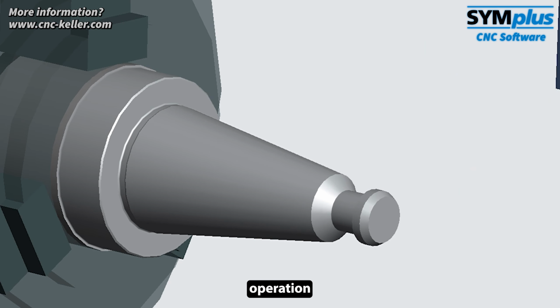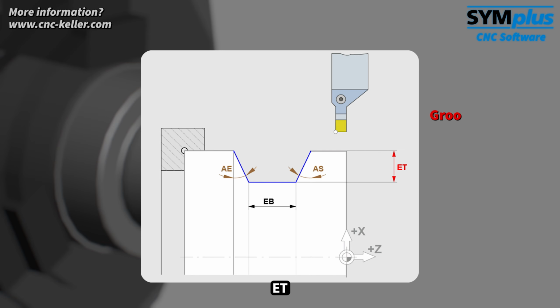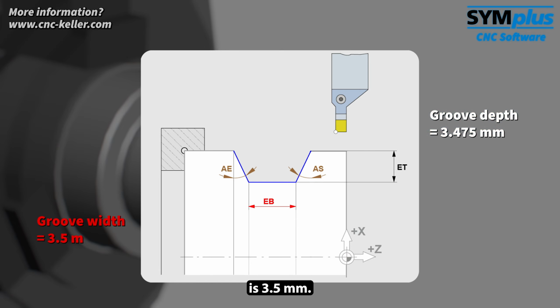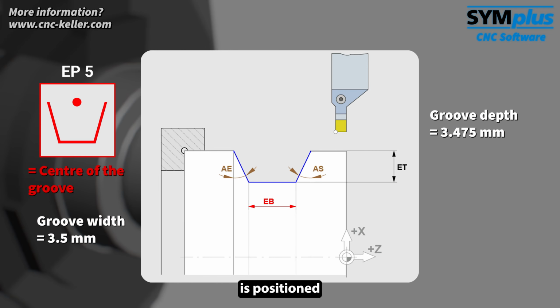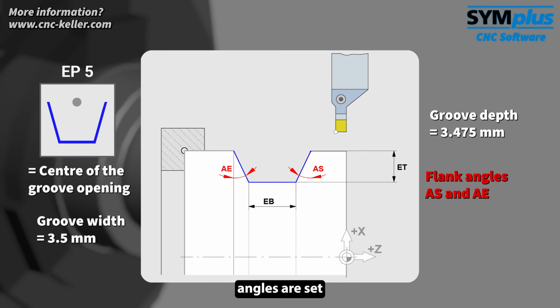The second grooving operation is designed to be finer. The groove depth, ET, is 3.475 millimeters and the groove width, EB, is 3.5 millimeters. The set point, EP5, is positioned in the center of the groove opening and both flank angles are set to 30 degrees.